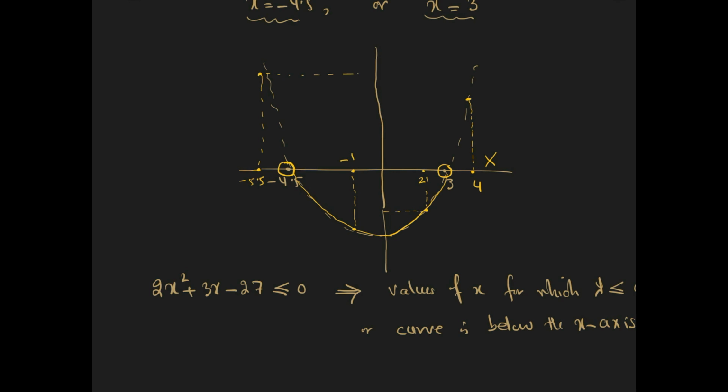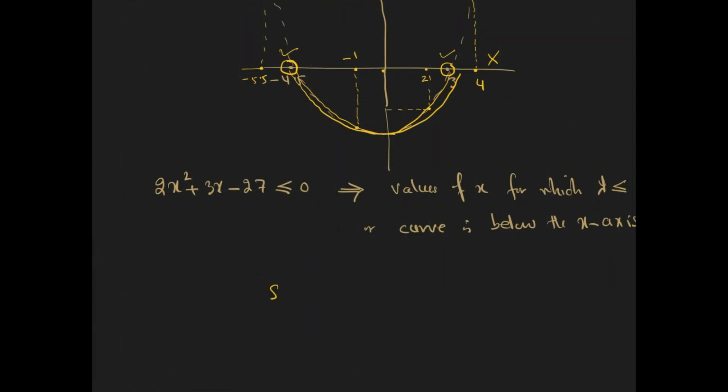Analyzing the points, it is very clear to us that our solution set falls between -4.5 and +3, because any value between -4.5 and +3 gives us a value of y which is less than or equal to 0. Or for these values between -4.5 and +3, our curve is below the x-axis. Therefore, our solution set is x between -4.5 and 3.